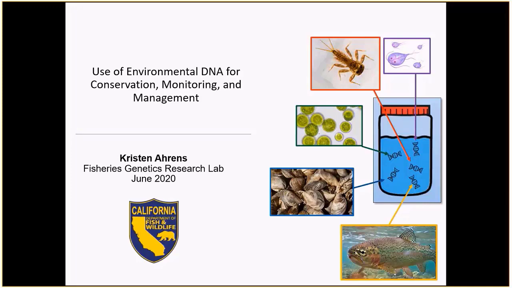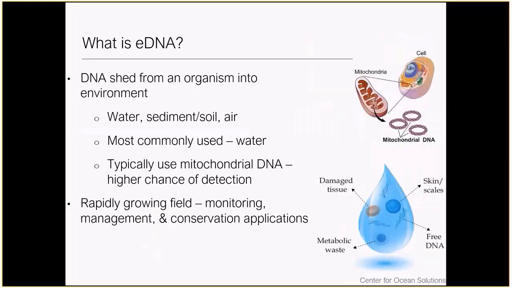Well, I'm just going to jump right in then, and probably the best place to start would be with what is environmental DNA. This is just DNA shed from an organism into its environment. This could be through feces or shed skin cells. This could even be coming from a carcass. So what we would normally sample to obtain this environmental DNA is either water, sediment or soil, or even air is an option, believe it or not.